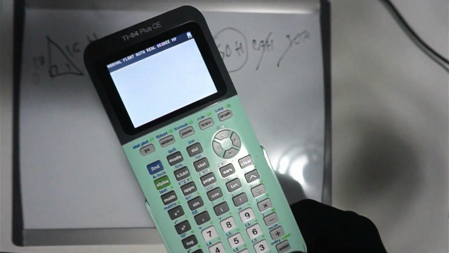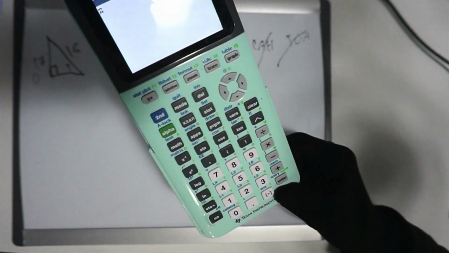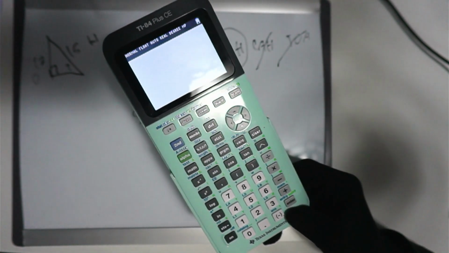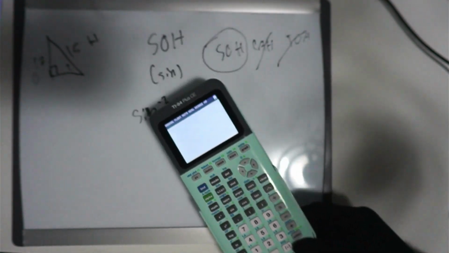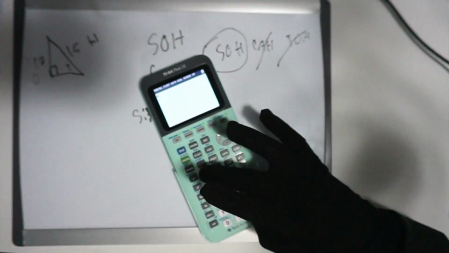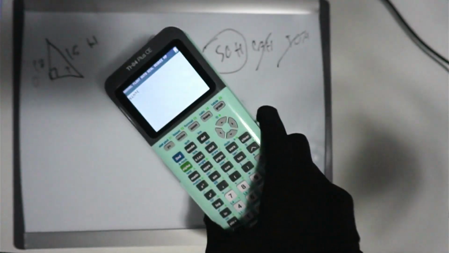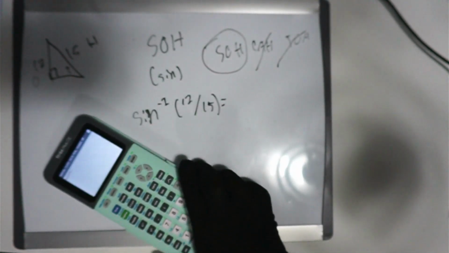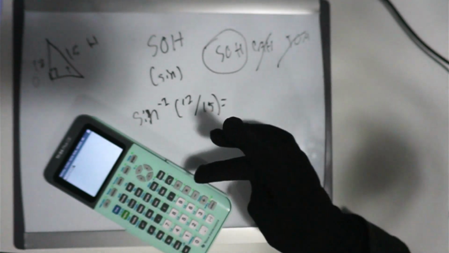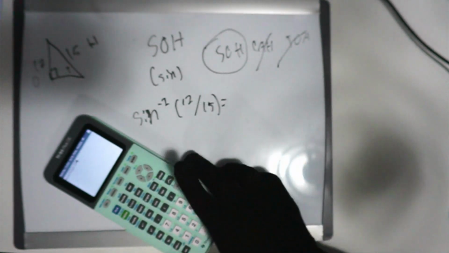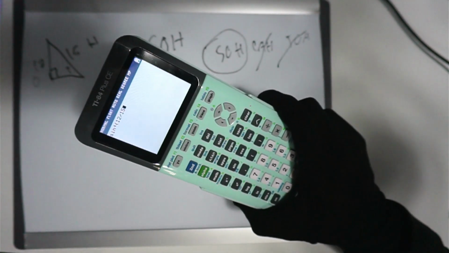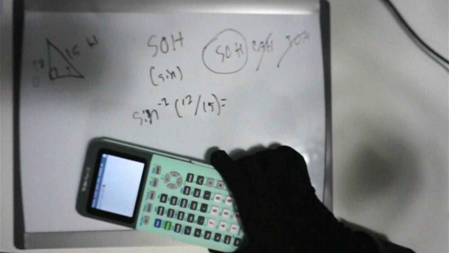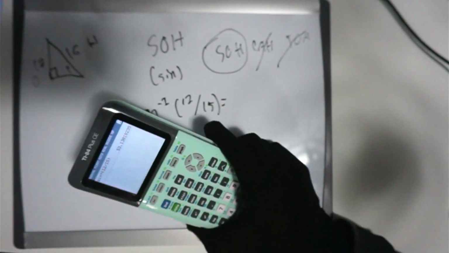All right. So to get it to sine minus 1, you don't actually press sine and then x minus 1, but instead you press second sine. So as I do here, second sine, and then it makes the actual sine minus 1 we need. So sine minus 1, 12 over 15. The camera isn't picking up the digital display so well, so I'll bring it closer. And we can close the brackets. We don't actually need to, but I will.